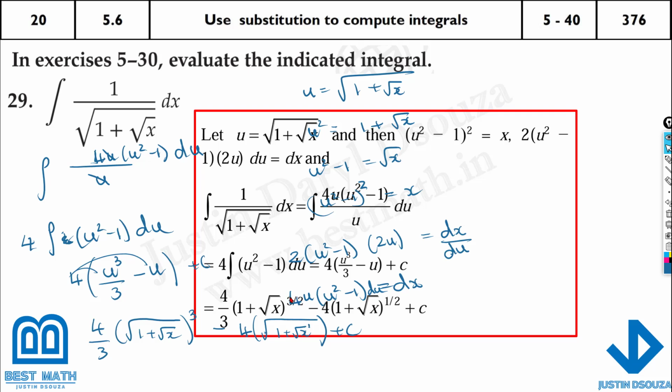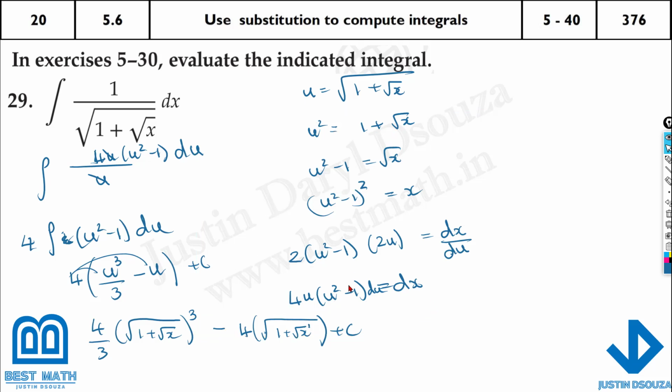Not writing the square root, they have written 3 by 2. I've written the square root to the power 3. It's the same thing. And even over here, it's minus 4 times 1 plus root x. But here what they have done is half plus c. So this is how we have solved this answer. This is how to solve it.